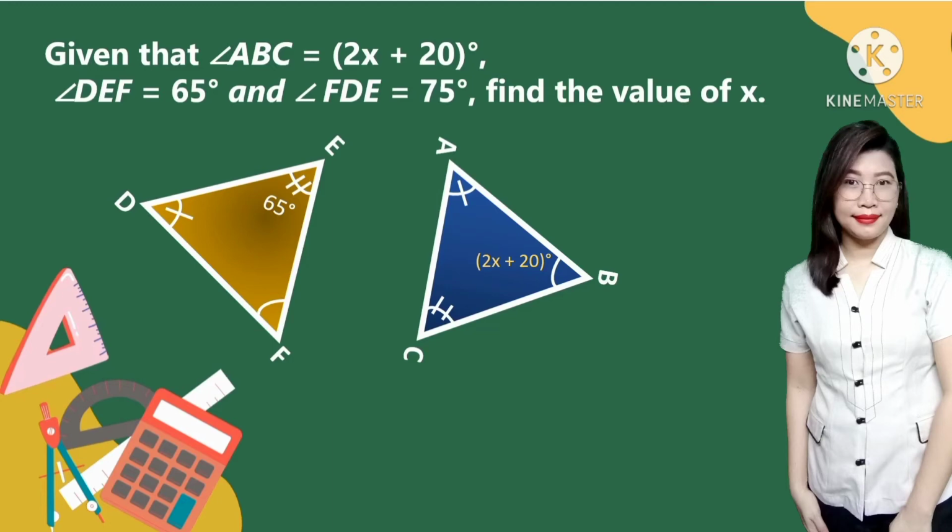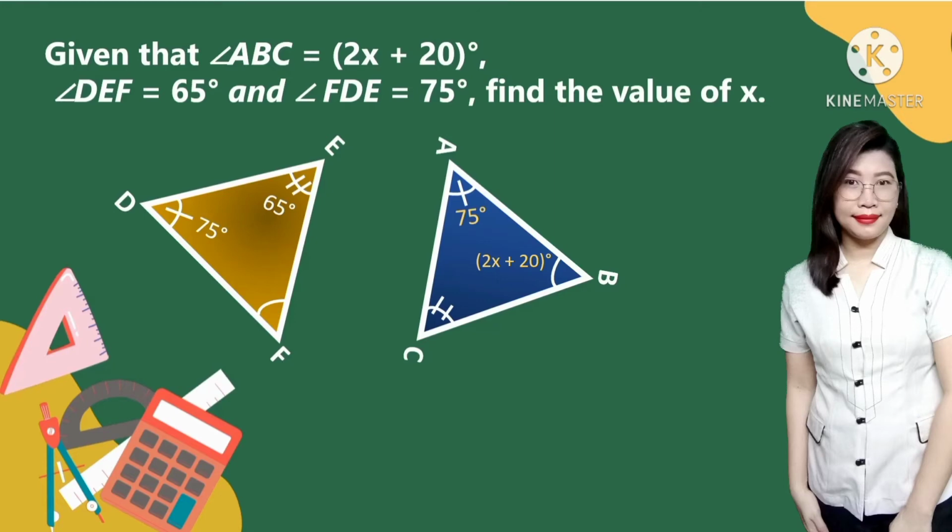Next one is angle FDE. The middle letter is letter D, or the vertex D, which is equal to 75 degrees, so that will become 75 degrees. As we know, angle D is the corresponding angle of angle A, meaning angle A is 75 degrees.